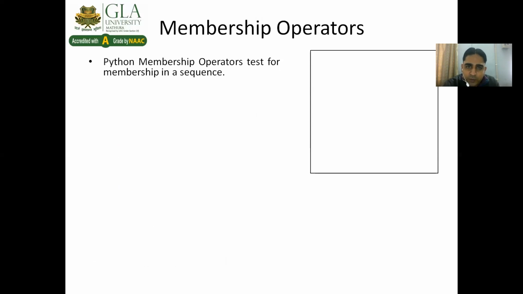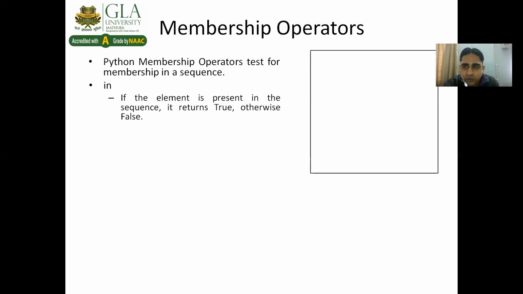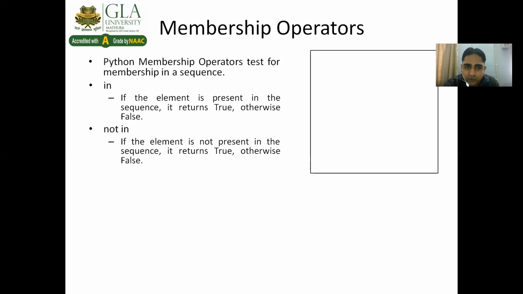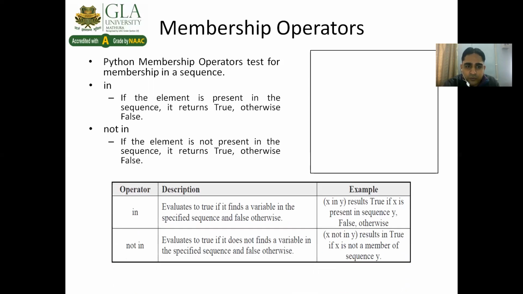Then we have membership operators as well. Membership operators are two, which are in and not in. In tells you that if the sequence that you are searching for is present in the actual sequence, then it is going to give you true. Otherwise, it is going to give you false. Not in is just the reverse of that. If the value is present, then it will give you false, and if the value is not present, then it will give you true, right?